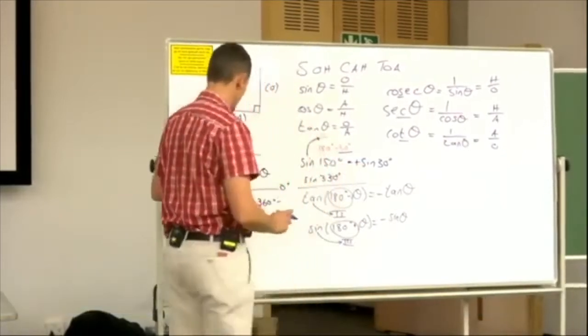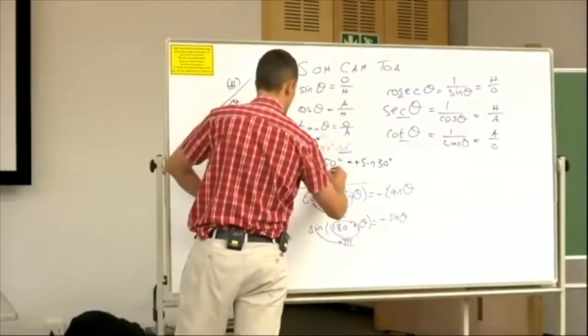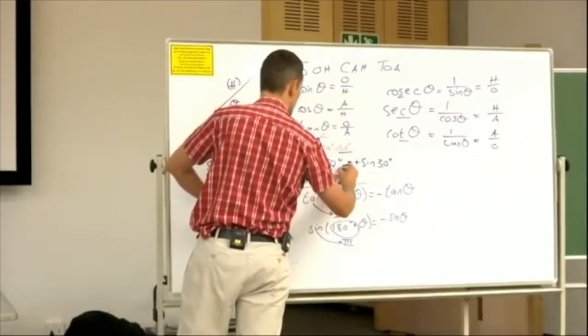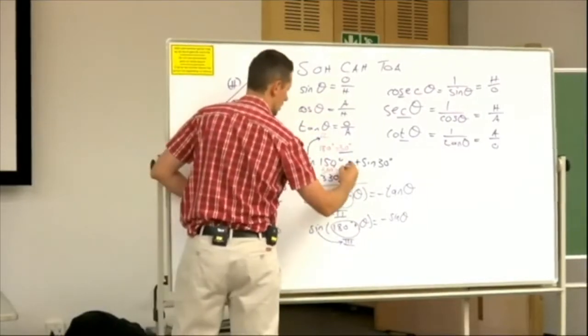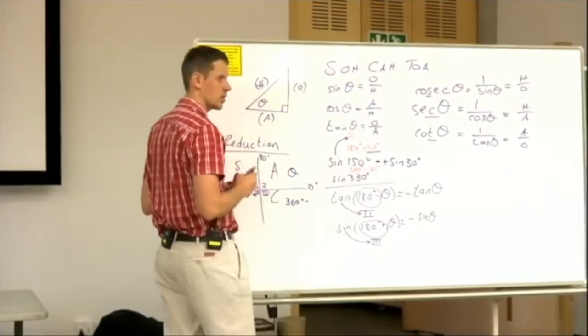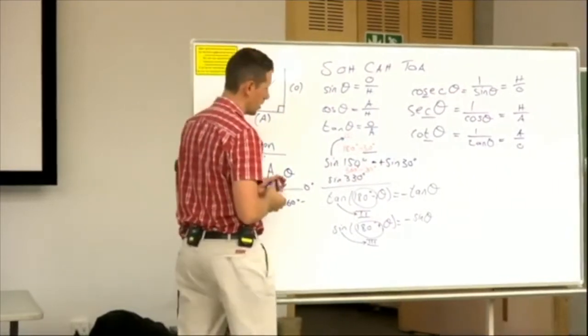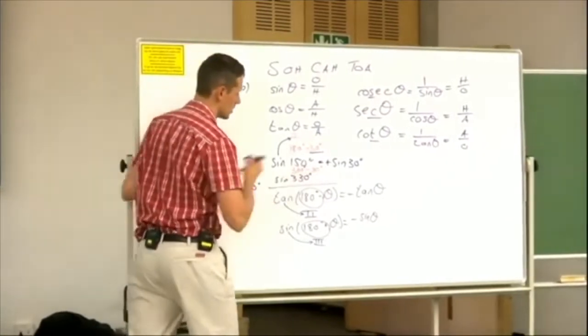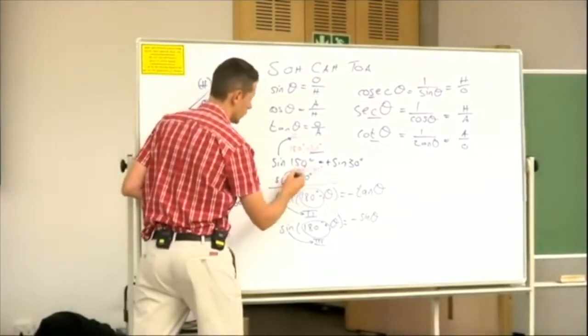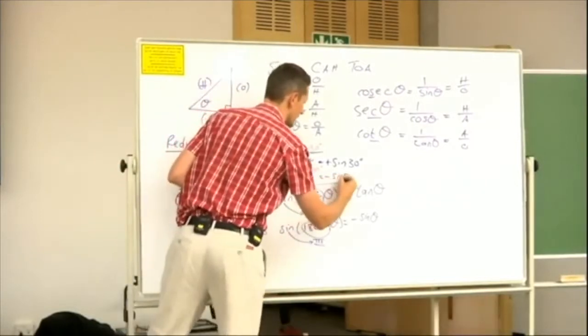Fourth quadrant, hopefully you know that. So this gives me 360 minus, 360 minus 30 gives me 330. Okay. Now, sine in the fourth quadrant, negative sine 30.